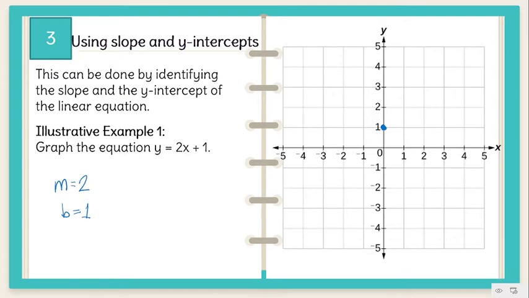Note that 2 means 2 over 1. So this means 2 over 1. 2 is our rise and 1 is our run. Take note also that we have a positive slope. So from the y-intercept 1, we're going to move 2 units up. So 1, 2, and then 1 unit run to the right.